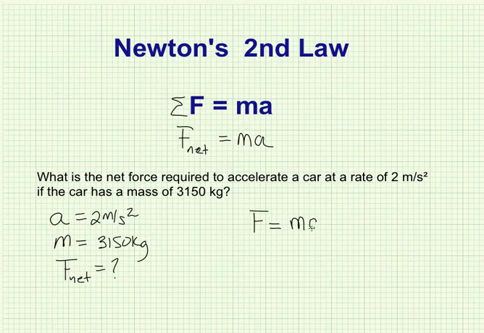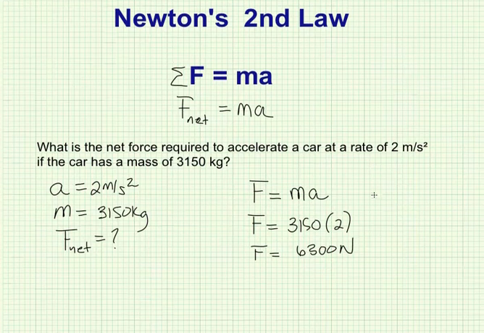So I'm going to say F equals ma. The force that I'm looking for is equal to the mass. Well, since my mass was 3,150, I'm going to substitute that in where m goes. My acceleration is 2. That means my force, my net force, is going to be 6,300, and since it's a force, that will be newtons.